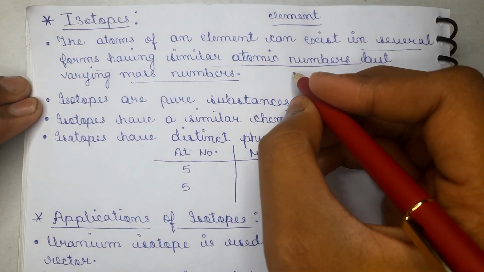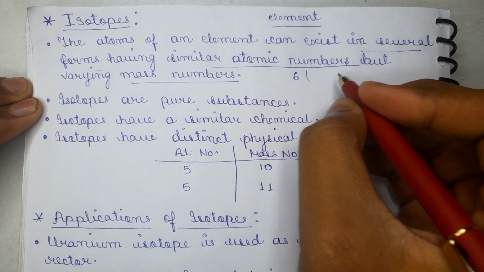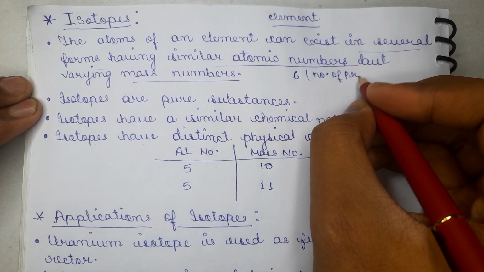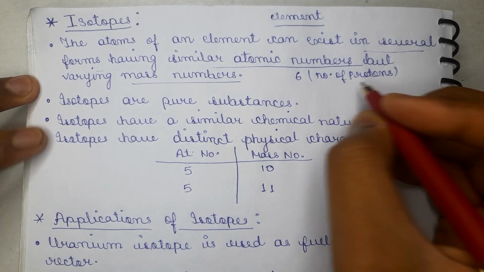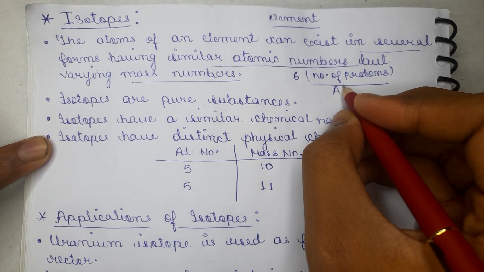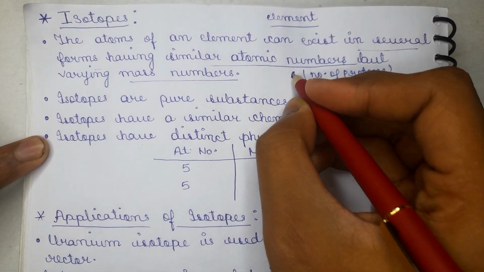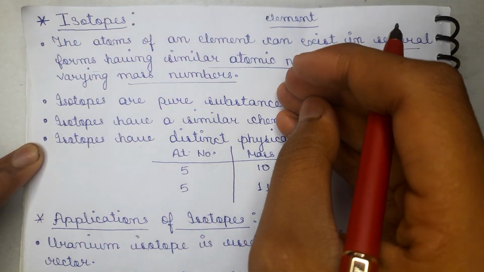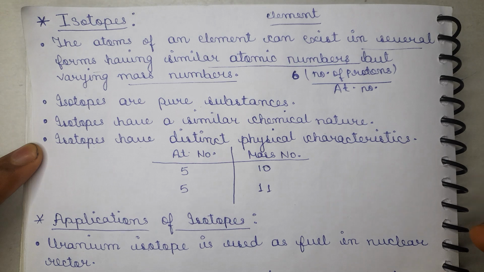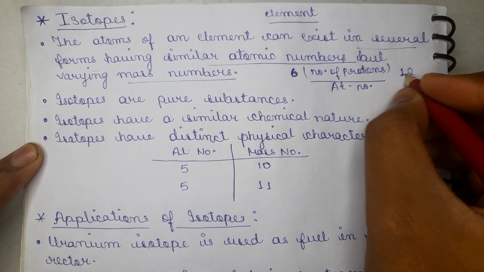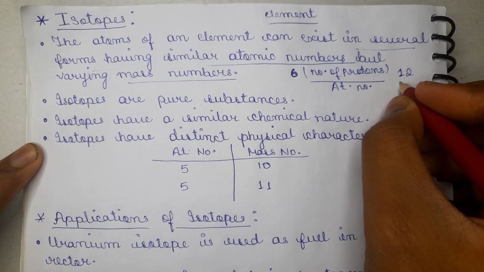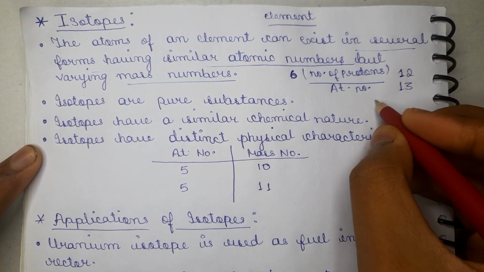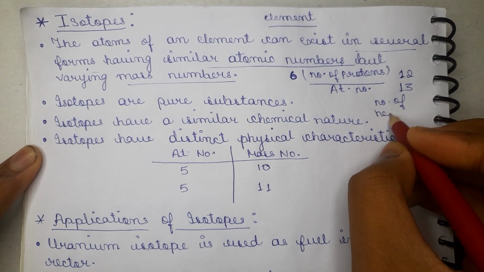That means if we have the atomic number 6, 6 means the number of protons present inside an atom. This is also called the atomic number. If we say that the atomic number is 6, we all know that the atomic number 6 element is carbon, and the mass number of carbon is 12. But if we say that the mass number of carbon is 12 and 13, this means the number of protons is 6 but the number of neutrons increases to 7.